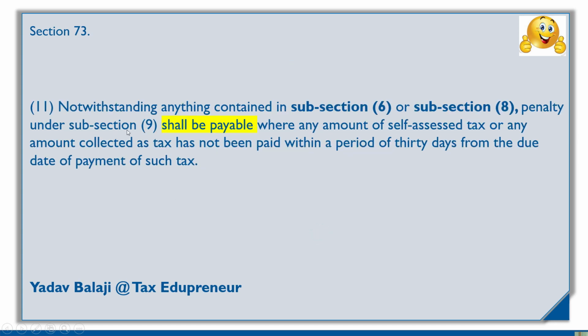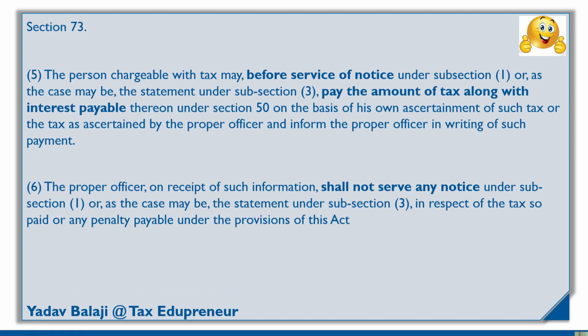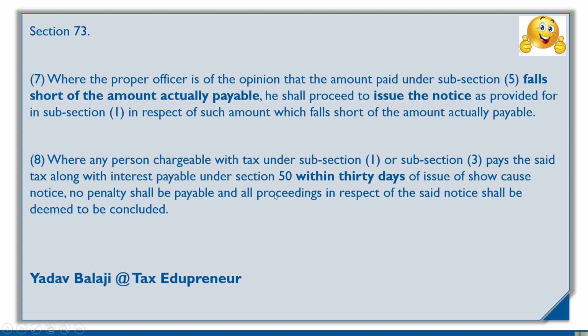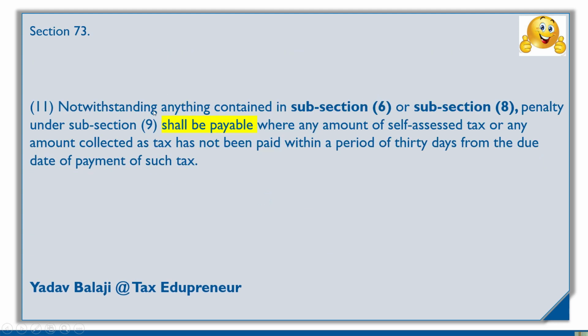Yeah. Now 11 talks about notwithstanding anything contained in 6 and 8. What do 6 and 8 talk about? Let's check it out. 6 talks about if you voluntarily paid the tax, then they will not issue notice. And 8 talks about if within 30 days after issuing the notice you paid, no need to pay penalty. But here they are telling that ignore that one, means overriding this rule. 6 and 8 are overridden with subsection 9 shall be payable where any amount of self assessed tax or any amount collected as tax has not been paid within a period of 30 days from the due date of payment. So this 30 days is not from the notice, they are telling that 30 days from the due date of payment of such tax.